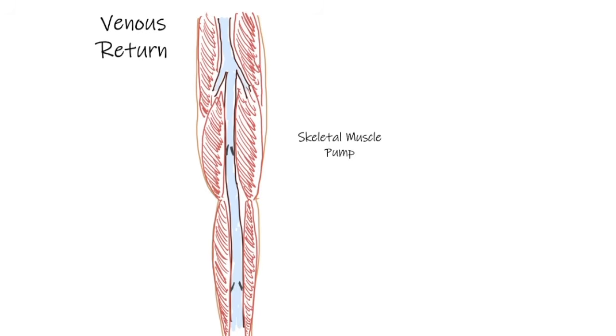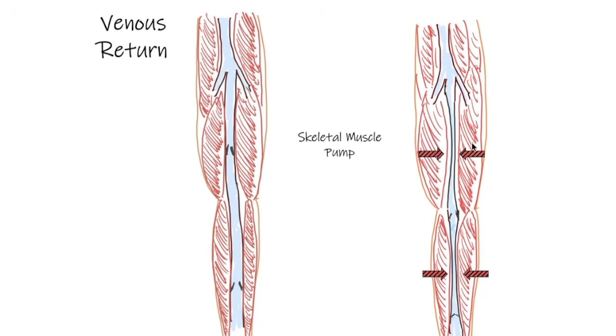So realize that when we are exercising and our muscles are contracting, the muscles are going to be compressing these veins. And when they do so, it's going to cause the blood to move. Because we have valves in the veins, the blood can't go backwards, so that means the skeletal muscle pump is going to work to help increase venous return.